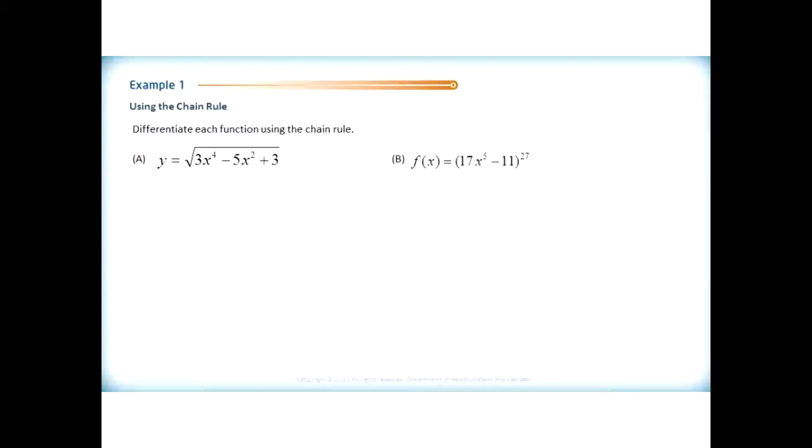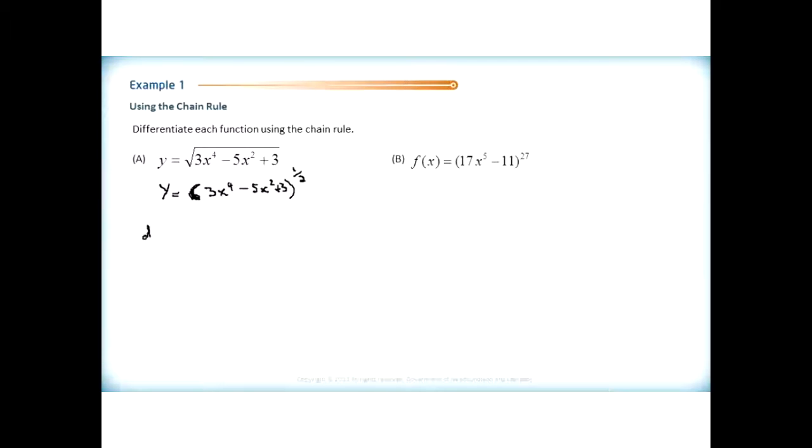The first example we're going to talk about is using the chain rule to differentiate a couple of different power functions nested inside other power functions. For the first case, we have y equals a square root function. As always, if I want to differentiate a square root, I'm going to change it from being a square root into being just a power. So I'm going to call this 3x to the power 4 minus 5x squared plus 3, and instead of square rooting it, I'm just going to say that's the same thing as if I had it to the power of 1/2.